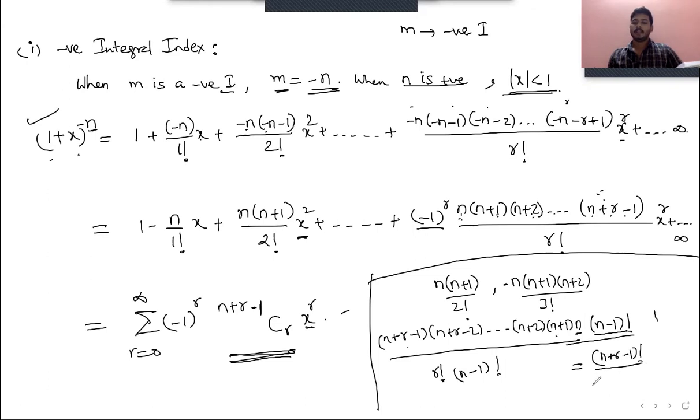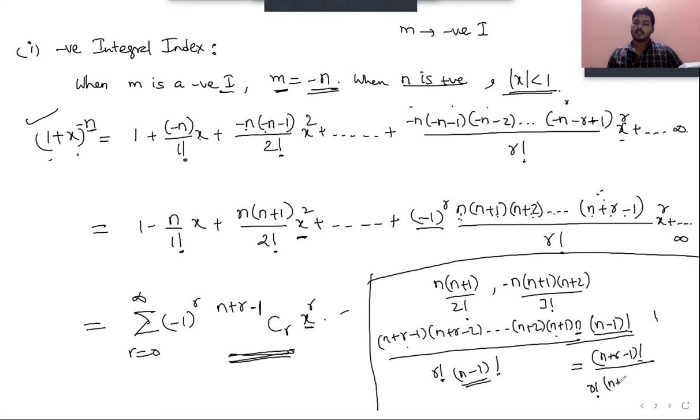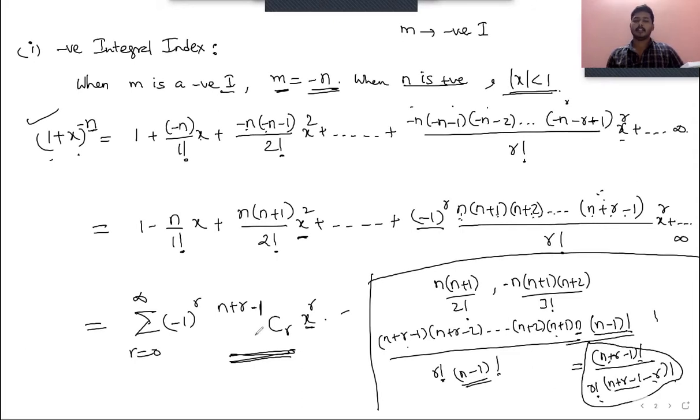In the denominator, if you observe, this n minus 1 can be written as n plus r minus 1 minus r, right? So this whole expression is in the form of n factorial by n minus r factorial into r factorial. It will be nothing but ncr, right? I hope you get it.